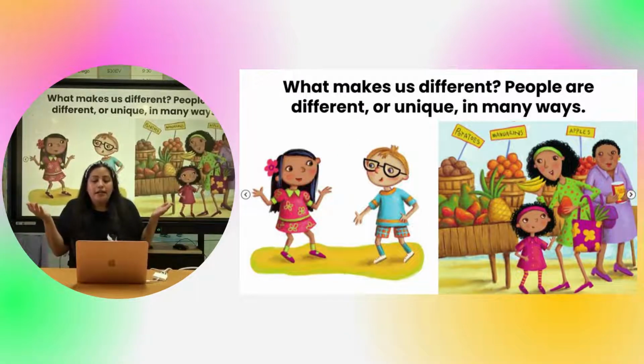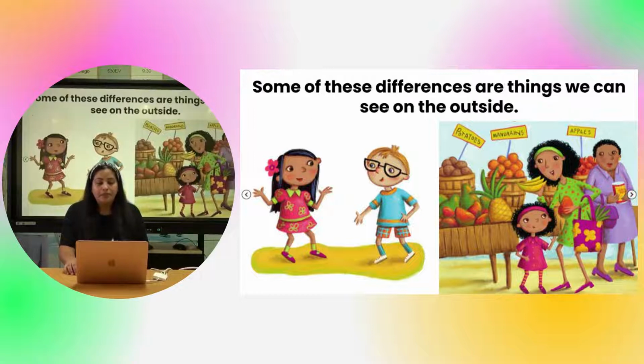What makes us different? People are different or unique in many ways. Some of these differences are things we can see on the outside. In one picture, we see a girl and a friend. And the girl has long hair, and her friend has short hair. In the other picture, with the 3 women, we see curly hair. So these are some differences we can see on the outside of our bodies.